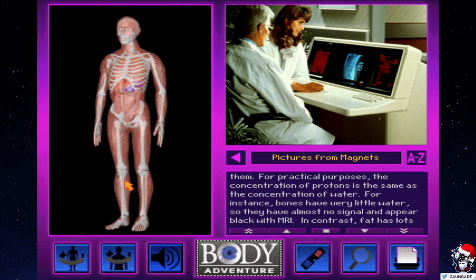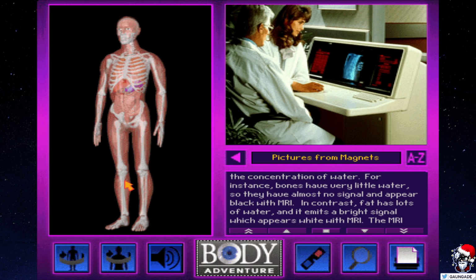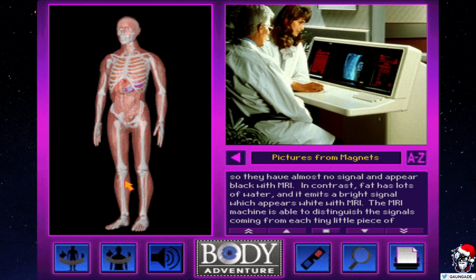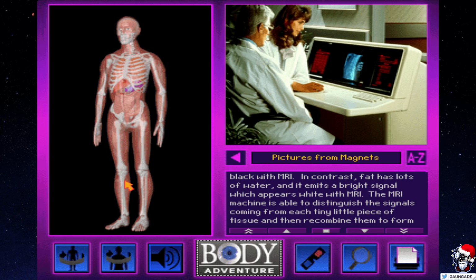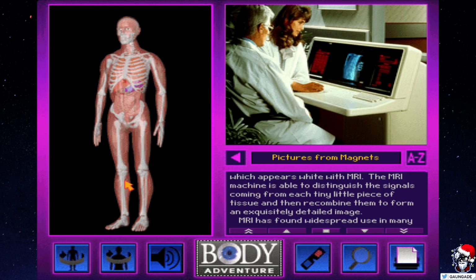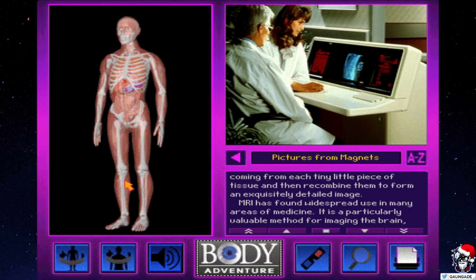For instance, bones have very little water, so they have almost no signal and appear black with MRI. In contrast, fat has lots of water, and it emits a bright signal, which appears white with MRI. The MRI machine is able to distinguish the signals coming from each tiny little piece of tissue, and then recombine them to form an exquisitely detailed image.